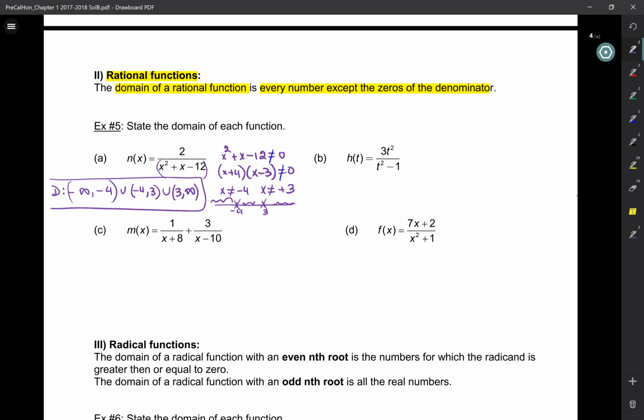Okay, part B. The denominator, what can it not equal? T cannot equal plus or minus 1. That means it's what regions? Negative infinity to negative 1, negative 1 to 1, and 1 to infinity.